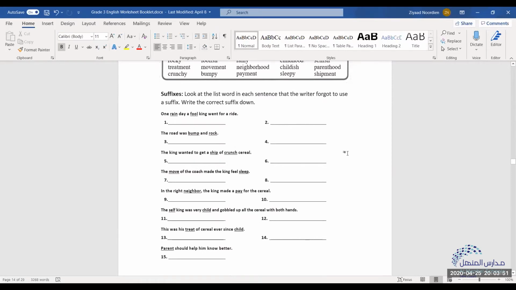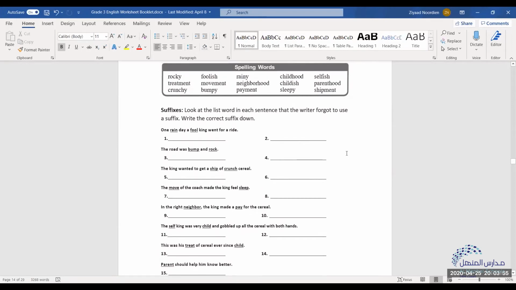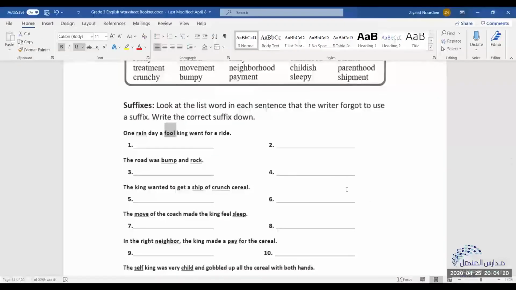In your Pearson quiz, you'll be faced with something similar, whereby you have to figure out which word we are speaking about. It says, look at the list word in each sentence that the writer forgot to use a suffix. Write the correct suffix down. It says, one rain day, a fool king went for a ride. We know that this sentence does not make sense because this word is incomplete, and so is this word. Let me just make the screen a bit bigger. There we go.